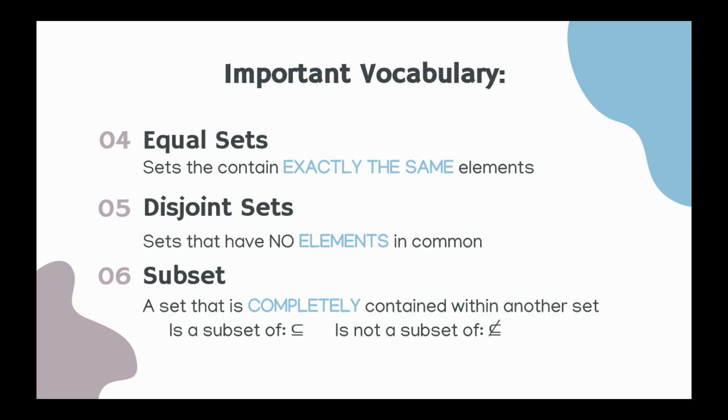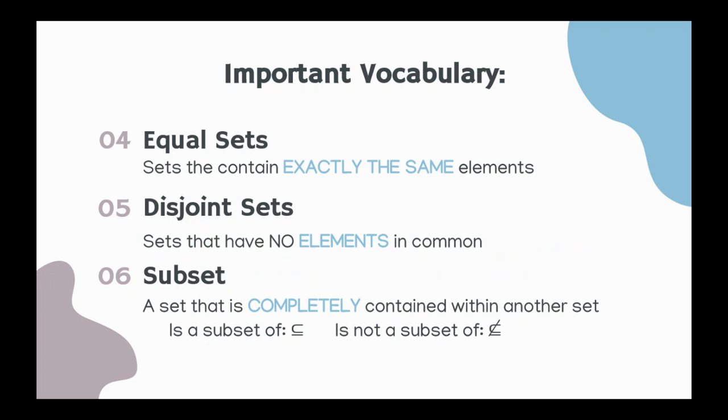Equal sets are two sets that contain exactly the same elements. So, for example, I have a set of graphing calculators in my classroom, and Miss Alonzo has a set of graphing calculators in her classroom. They have the exact same number of calculators and the exact same type of calculators. They are equal sets, okay?